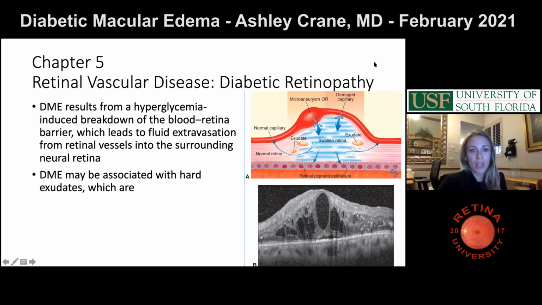macular edema. It results from a hyperglycemia-induced breakdown of the blood-retinal barrier, leading to fluid extravasation from retinal vessels into the surrounding neural retina. And it can be associated with hard exudates. Can anybody tell me what makes up hard exudates? It just seemed like a good exam question. Any guesses? Lipid? Yeah. There's also precipitates of plasma lipoproteins.